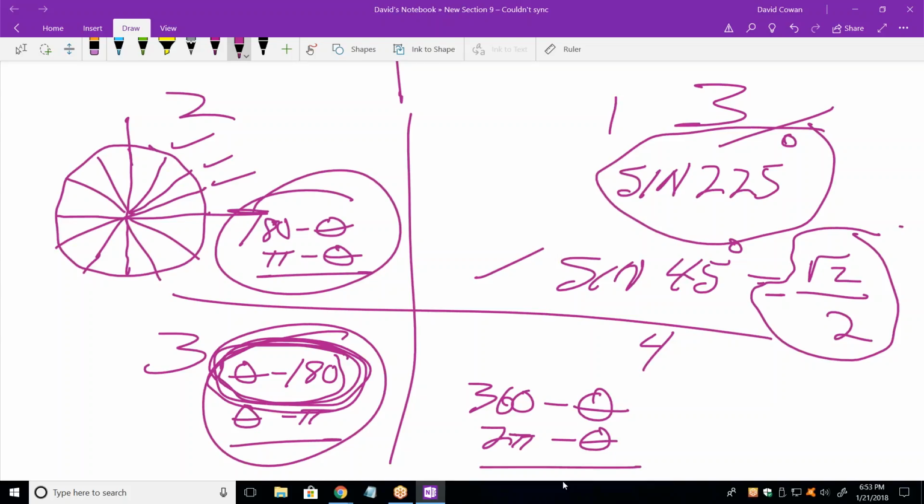But in order to do it that way, in order to convert a second, third, fourth quadrant angle to a first quadrant angle, you have to know how to do it. In other words, what is the sine of 300? So that's negative square root of 3 over 2. So what is that? Draw that.